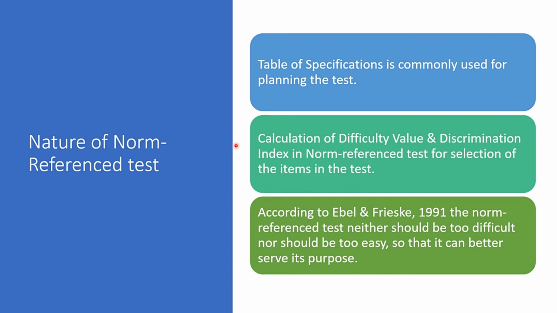According to Ebel and Frisbie, 1991, the norm reference test should neither be too difficult nor too easy so that it can better serve its purpose. That is why we calculate the discrimination index and difficulty value. If the test is too difficult, then it will not be able to discriminate between the more knowledgeable and less knowledgeable students in that particular area. And if it is too easy, then also it will not be helpful to serve this purpose.